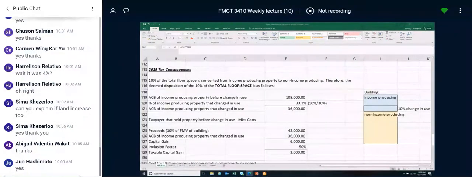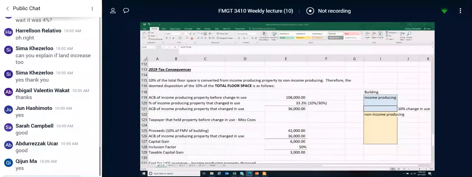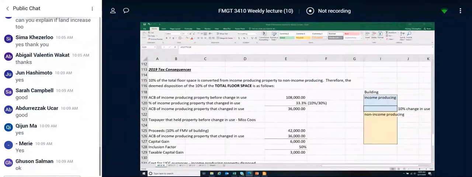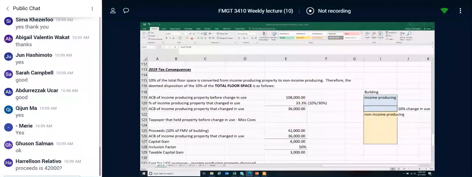So June says okay. How about everyone else? Does that make sense? So everyone's saying good. Yeah, because again, 10% of the building, right? The building is worth 420. 10% of the building is 42, right? Harrison?